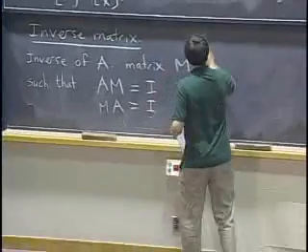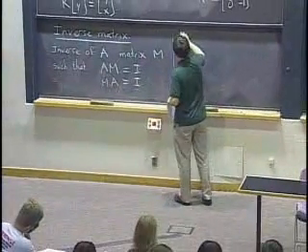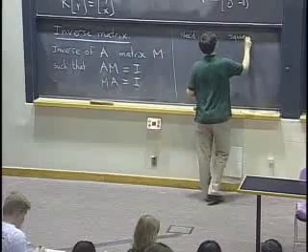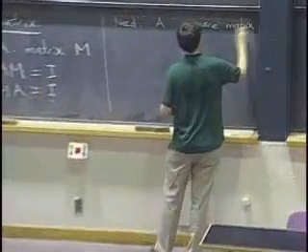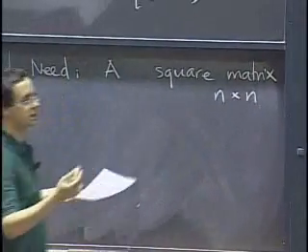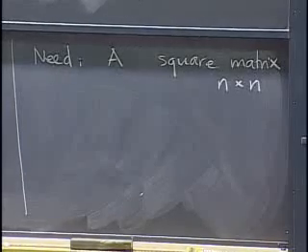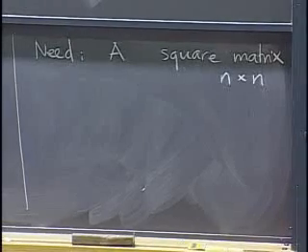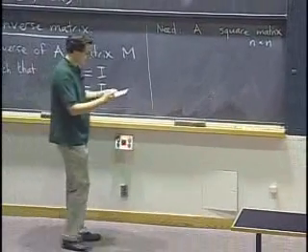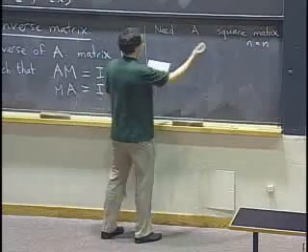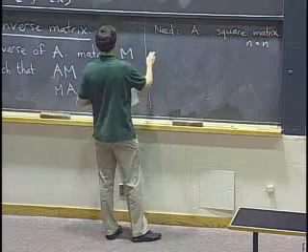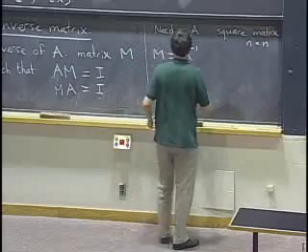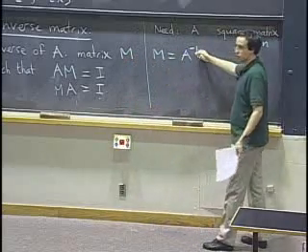Okay? So for this to make sense, A must be a square matrix. So it must have size n by n. It can be any size, but it must have the same number of rows as columns. And it's a general fact that you will see in more detail in linear algebra if you take it. So let's just admit that. The matrix M we will denote by A inverse, like this.